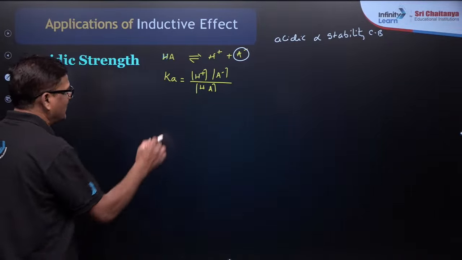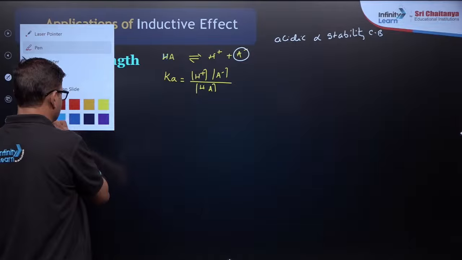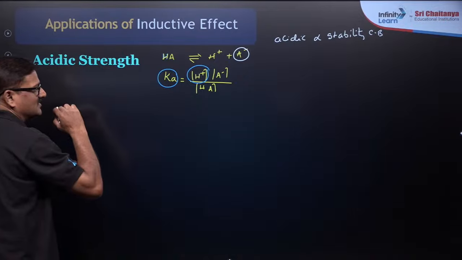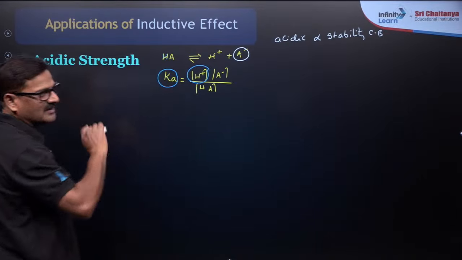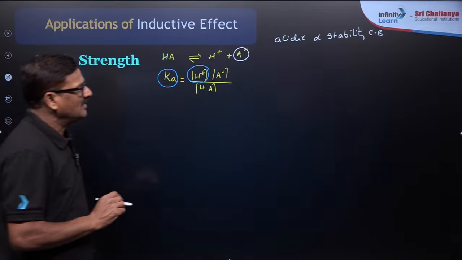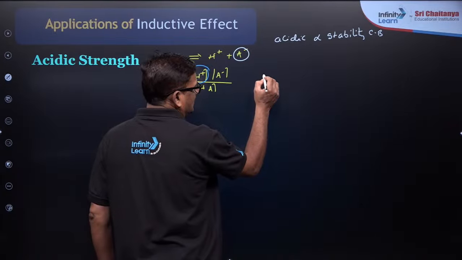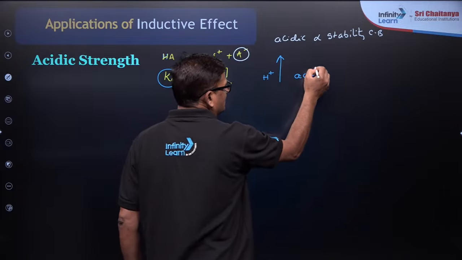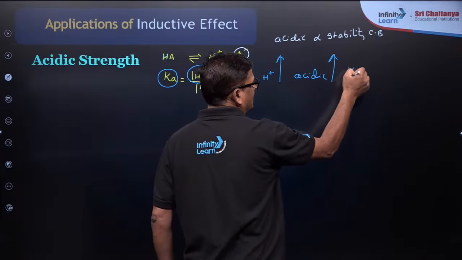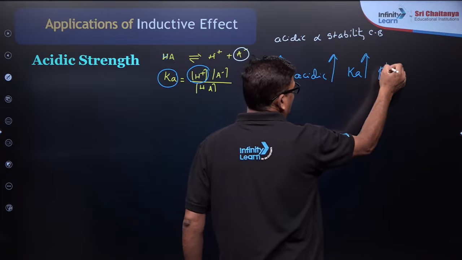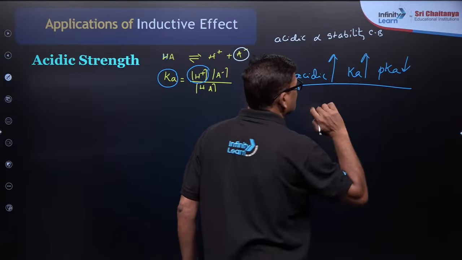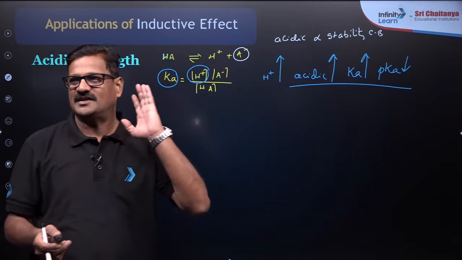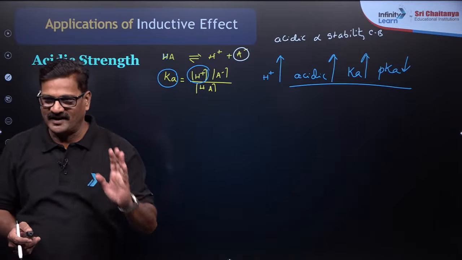As Ka value increases and H+ concentration increases, the acidic strength also increases. Now as H+ concentration increases, acidic strength increases, Ka value increases, and pKa value decreases. So this is the key for any question that you are going to solve in the NEET examination. Any doubt?